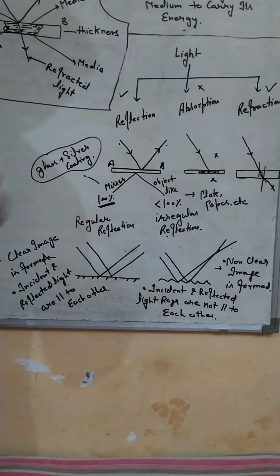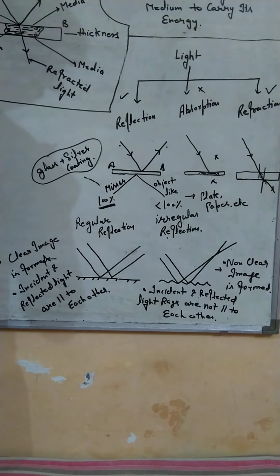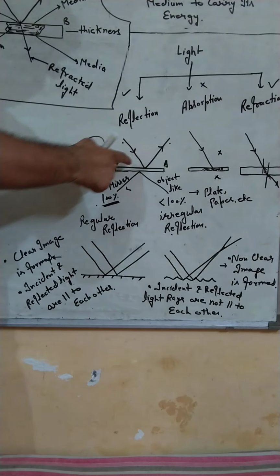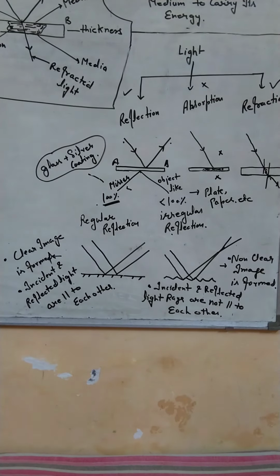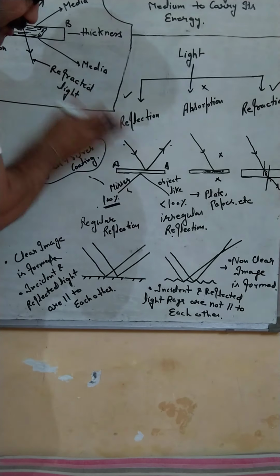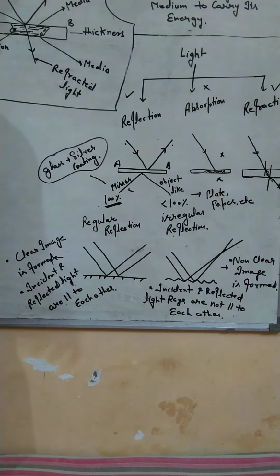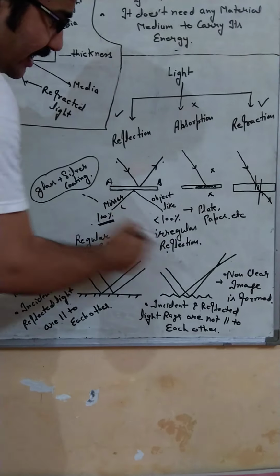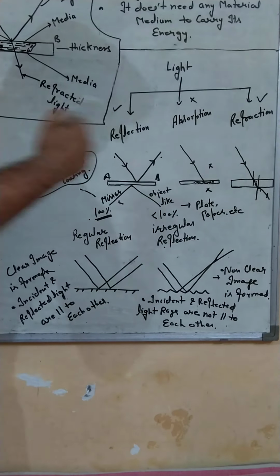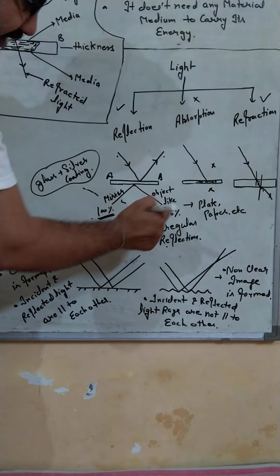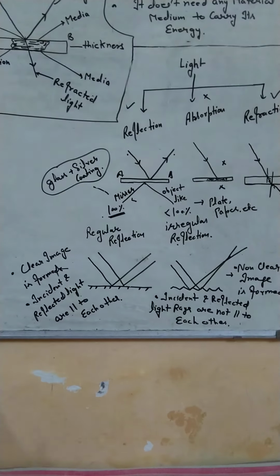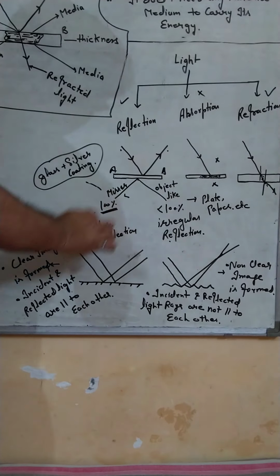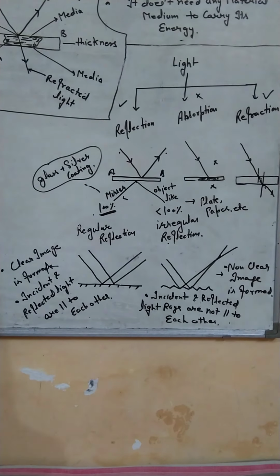Now there are two cases. That object may be of two types. If that object reflects light 100%, it is called a mirror. That mirror substance will behave like a mirror. And if that object does not reflect 100% light, it may be less than 100%, meaning a clear image is not formed, then such objects may be plate, paper, etc. This type of reflection is called irregular reflection. So we can understand here reflection is broadly classified into two categories, regular and irregular.